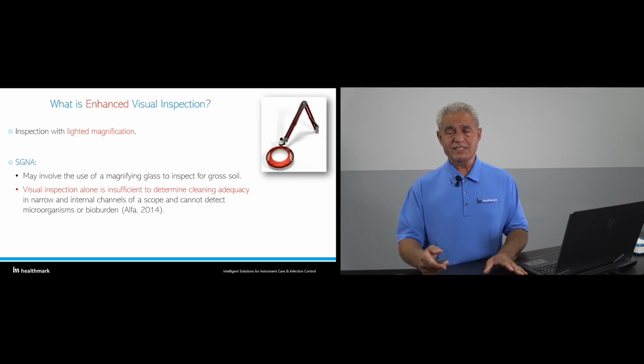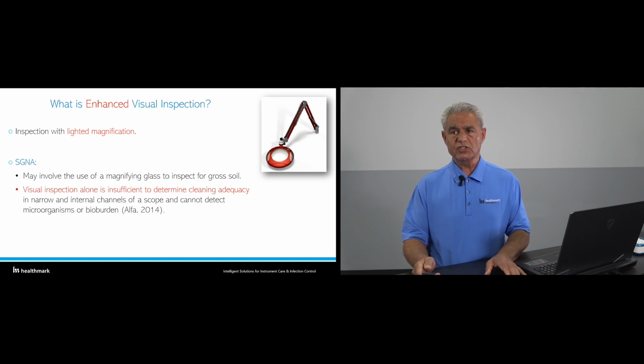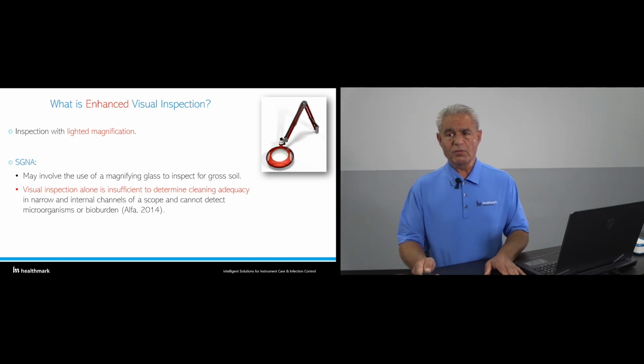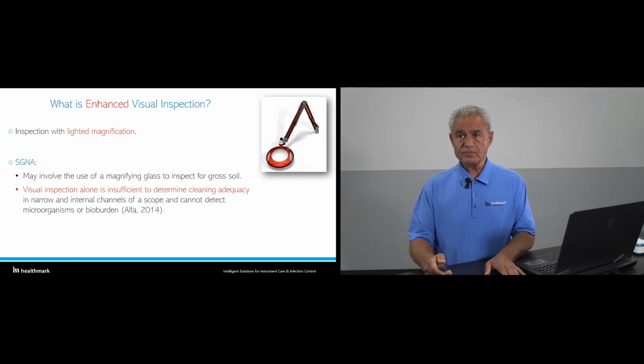On the other hand, enhanced inspection is using lighted magnification, going above and beyond looking with your naked eyes. SGNA says that may involve the use of a magnifying glass to inspect for gross soil, so that visual inspection alone is not sufficient to determine cleaning adequacy in a narrow internal channel of a scope and cannot detect microorganisms or bioburden. Michelle Alfa published that in 2014.